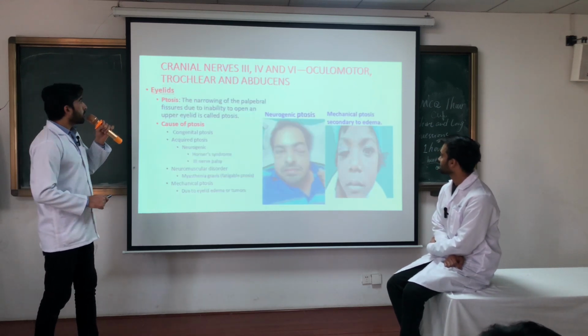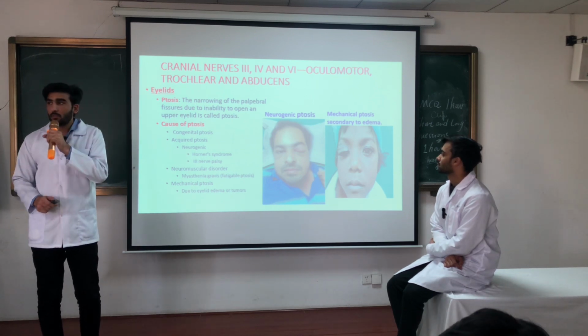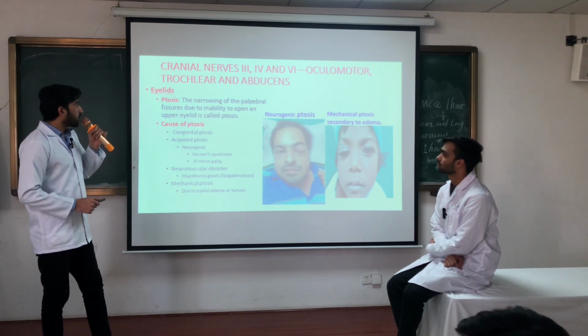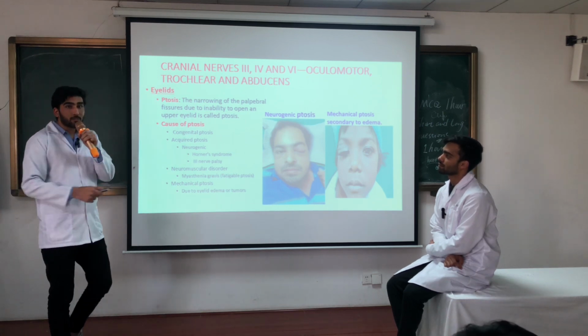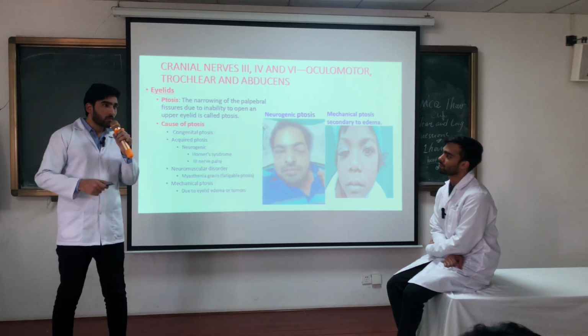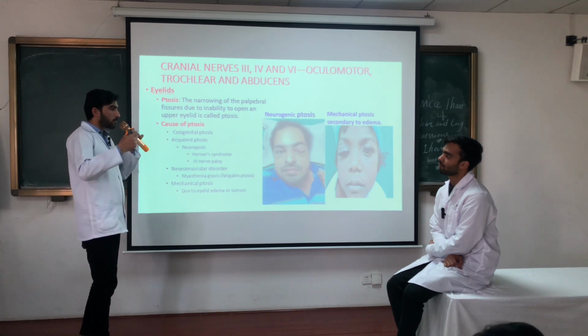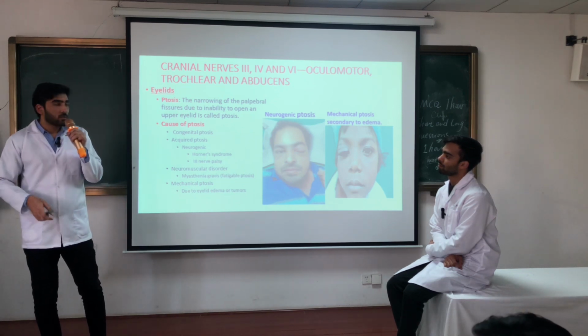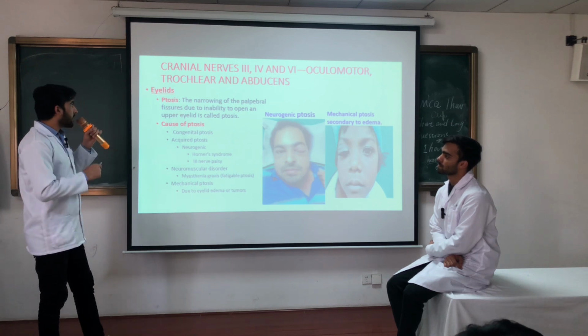Then we will discuss cranial nerves 3, 4 and 6, which are the oculomotor, trochlear and abducens. So why is this important? Because these nerves are related to the movement of the eye and the movement of the upper lid. So first we approach the upper lid, the eyelid. What is the main problem in the eyelid? Ptosis.